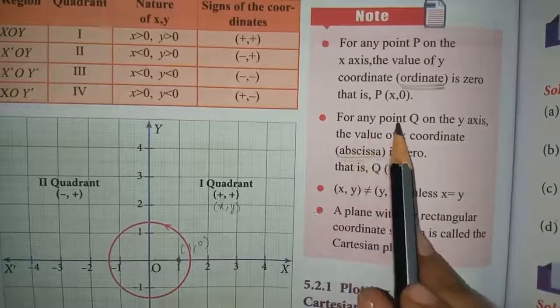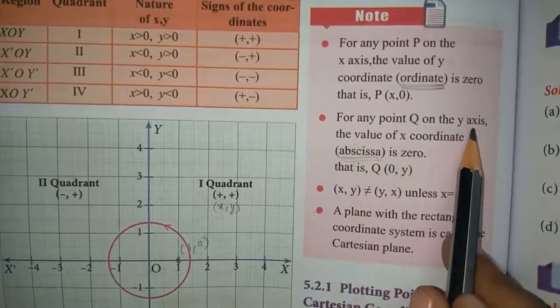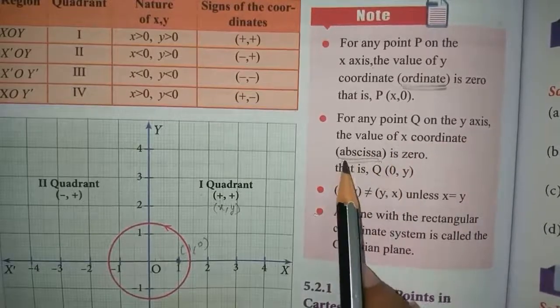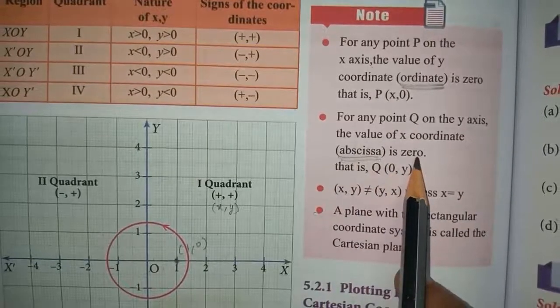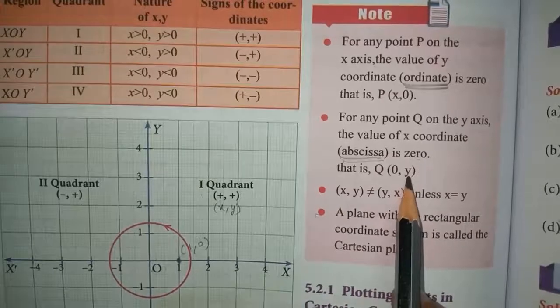So for any point q on the y-axis, the value of x coordinate, that is abscissa, is 0, that is q of 0, y.